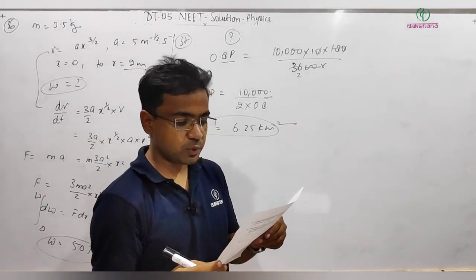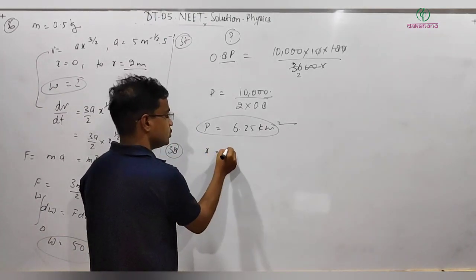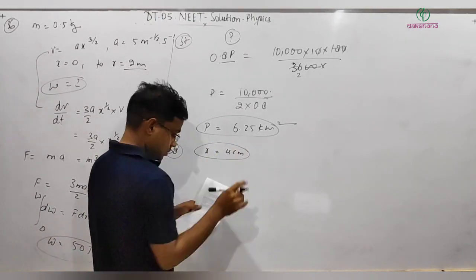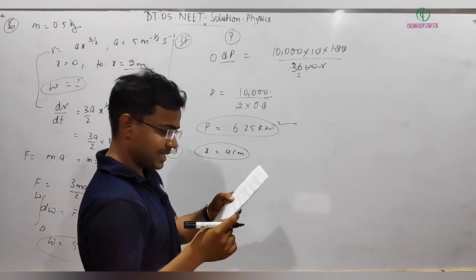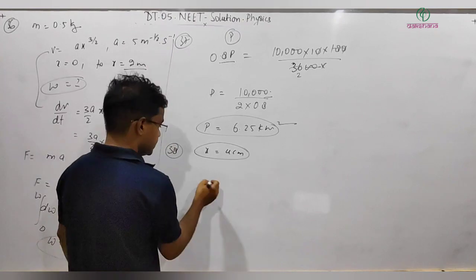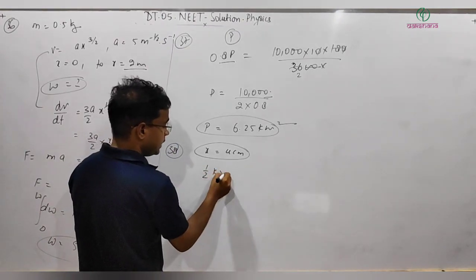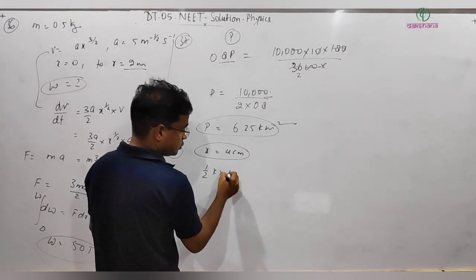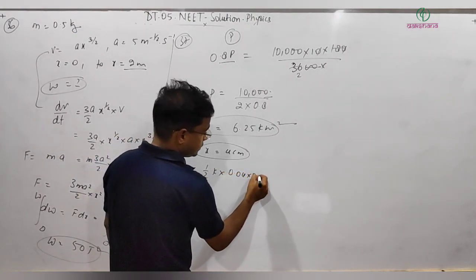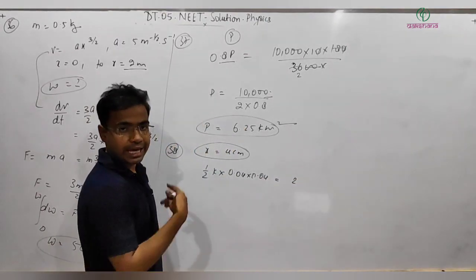Next, question number 38. A spring when compressed by 4 centimeter has 2 joule of energy stored in it. So that means x is equal to 4 centimeter. Okay, and then what it's asking actually is the force required to extend it by 8 centimeter. All right, so I can write 2 joule is equal to half k into x square, 0.04 into 0.04, where half k x square is equal to 2 joule in SI unit.